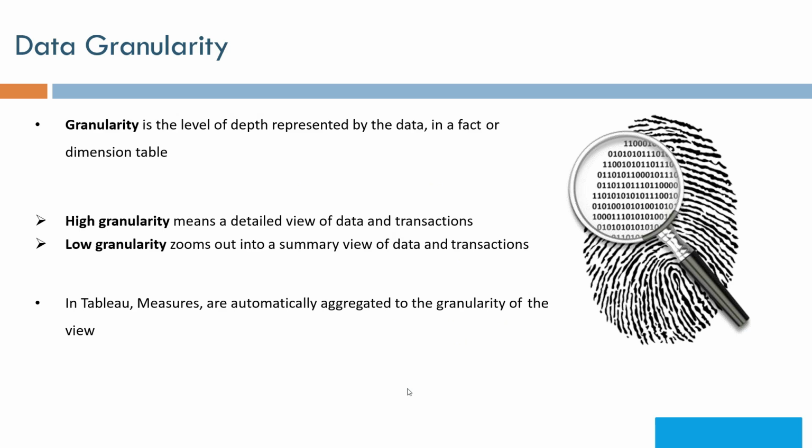Now, data granularity means the level of depth or detail represented in data within the table. Here we have two types of data granularity, that is high granularity and low granularity. High granularity means detailed data, such as individual data and transactions, that we can view. Low granularity shows the summarization or aggregation of the data, like total sales per region.